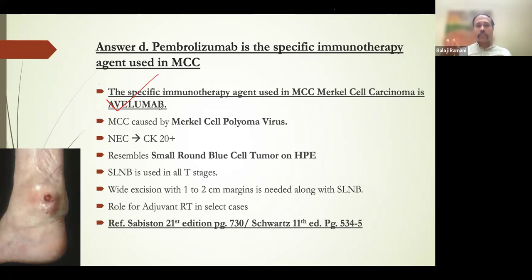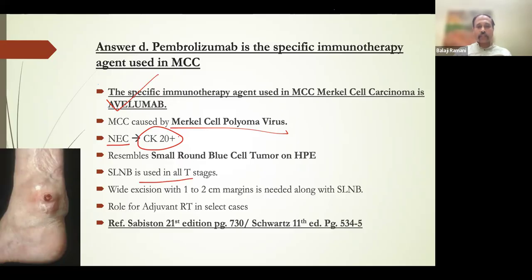Avelumab, do not confuse with atezolizumab. This is your avelumab, AVE lumab. Avelumab, that is the drug which will be used in your Merkel cell carcinoma. It is caused by the Merkel cell carcinoma polyomavirus. It's a virus derived mutation, and you will find that it is CK20 positive. And then it is a neuroendocrine carcinoma. Basically, it's a small blue round cell tumor, neuroendocrine carcinoma, CK20, like that we talk, no, IHC. So this one will have the CK20, which is positive.